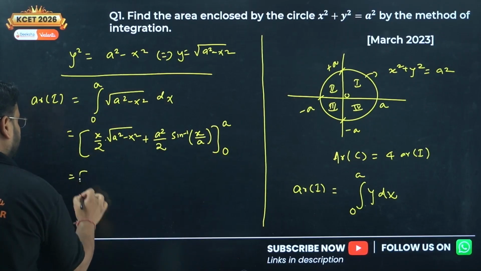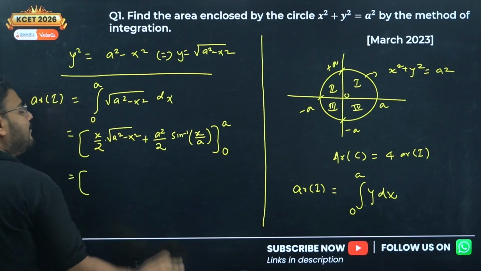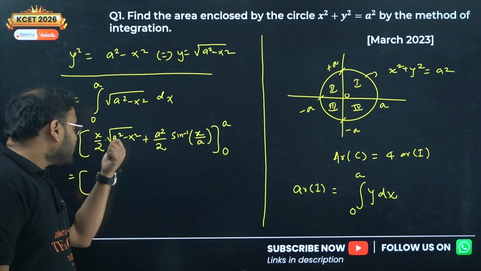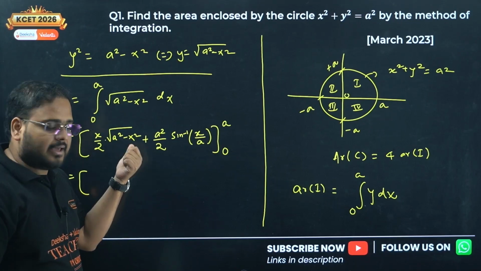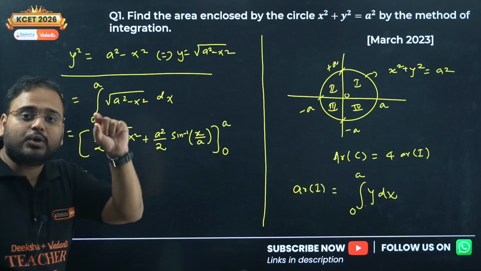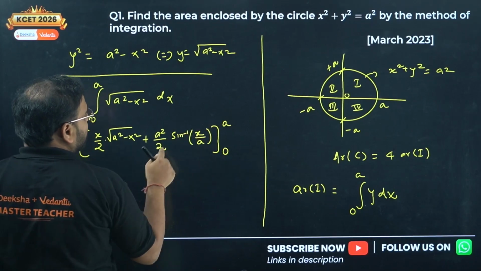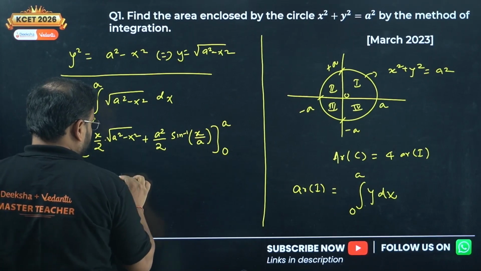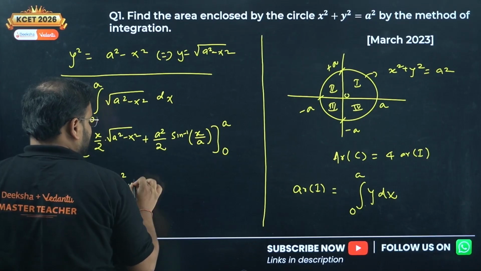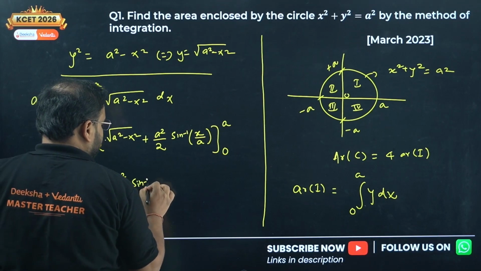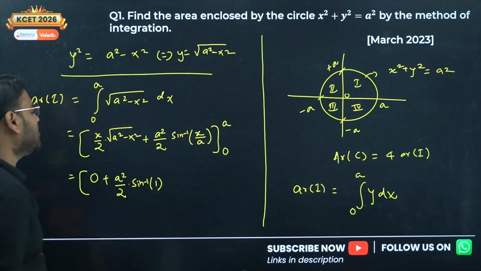Okay. If you put a in the first term, it becomes 0. Check here: a square minus x square. X, if you take as a, it will become a square minus a square, so the whole thing is 0. If you put it over here, you'll get what? A square by 2 sine inverse of a by a. Sine inverse of 1. A by a is 1.